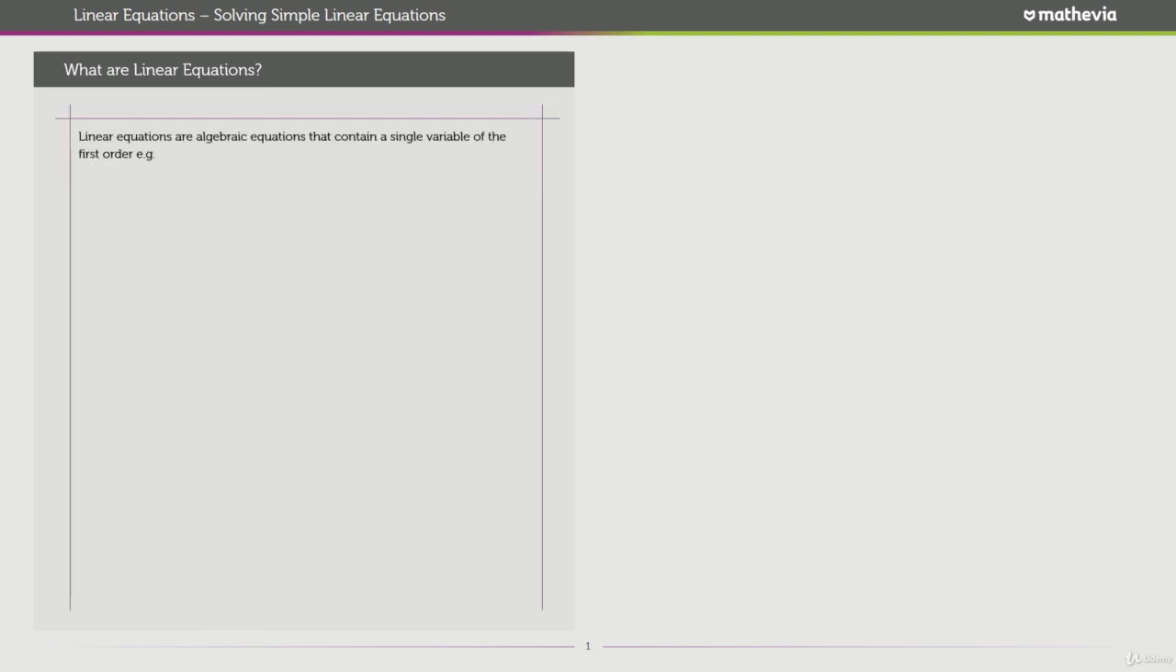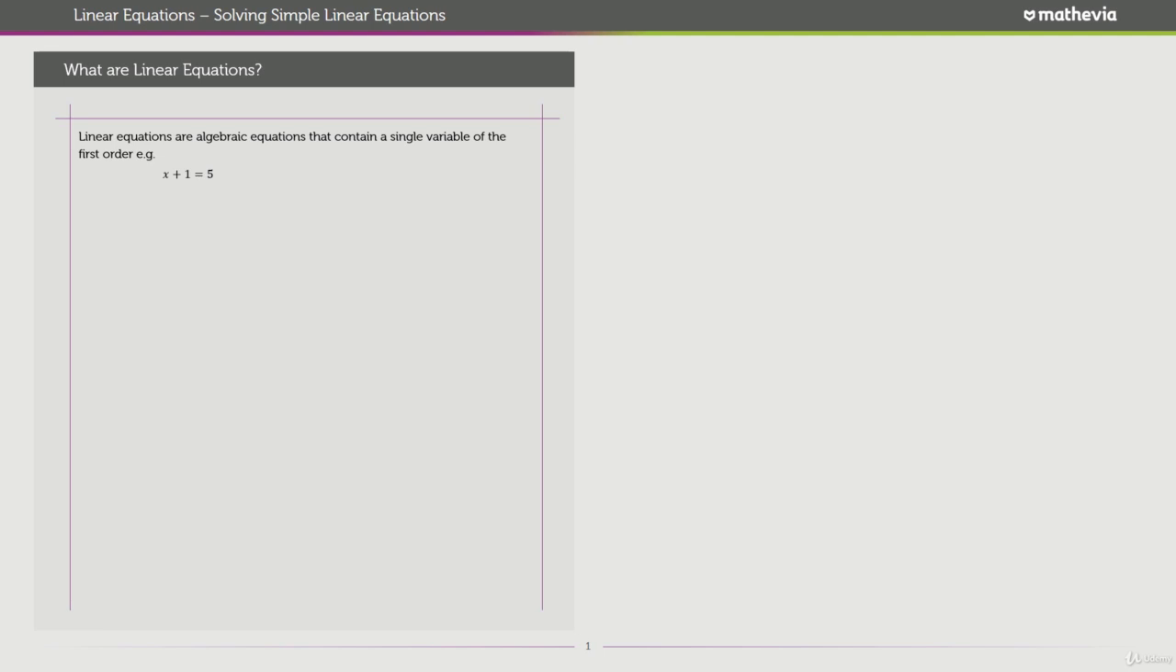Now, linear equations are algebraic equations that contain a single variable of the first order. Okay, so what is this? A single variable of the first order. Basically, you have an equation like this: x plus 1 equals 5. This is a fairly simple linear equation, and it contains a single variable x of the first order.